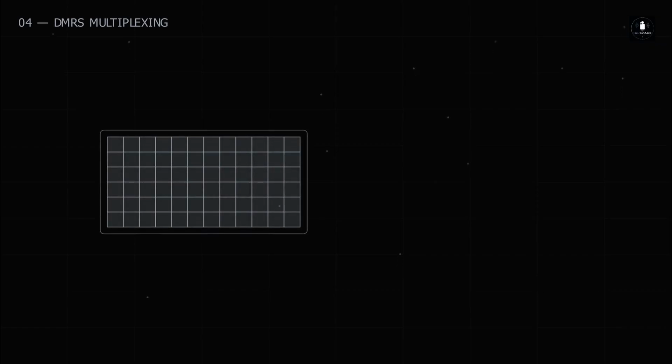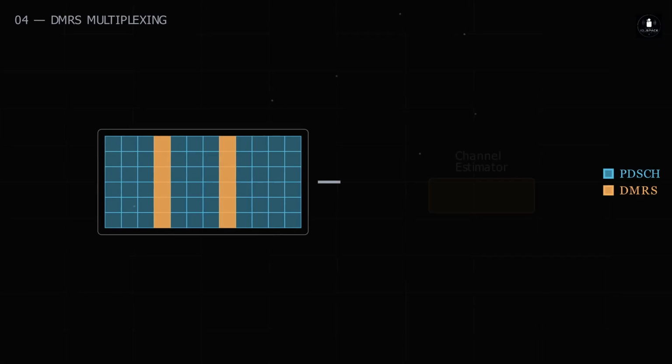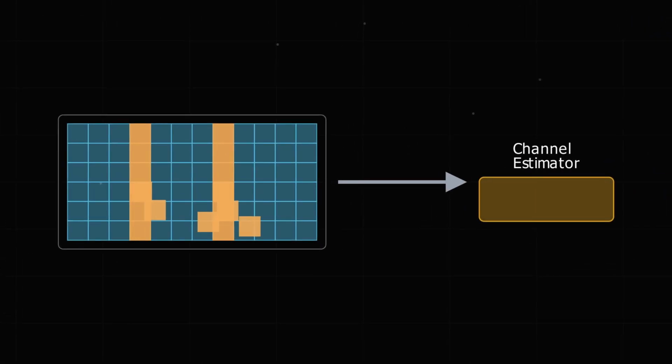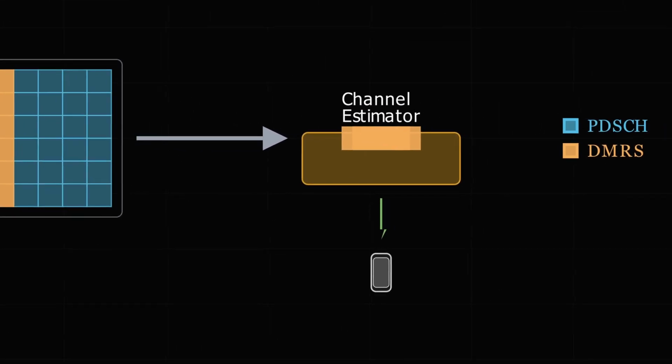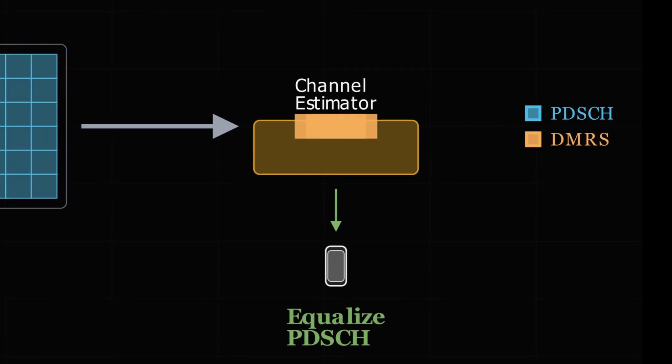DMRS and PDSCH are transmitted together. They are multiplexed inside the same resource grid. Some resource elements carry user data, while a few carry DMRS symbols. The receiver first extracts the DMRS resource elements and feeds them into the channel estimator. Using this channel estimate, the receiver equalizes the surrounding PDSCH symbols before decoding the transmitted data.